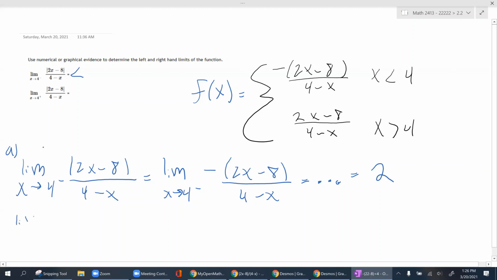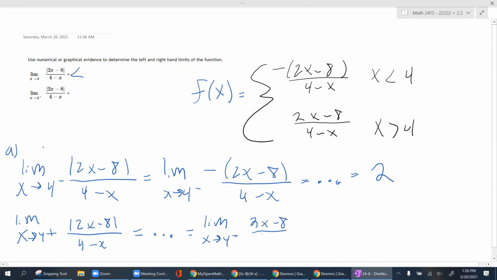If you were to plug it into the right-hand side now, the bottom function, it's the same original function, but I need you to split this up whenever you're dealing with absolute values. You need to show this work. This is the limit as x approaches 4 from the right of 2x minus 8 over 4 minus x, and I'll let you show all your work, and this is negative 2.